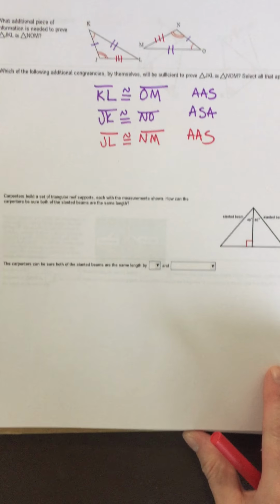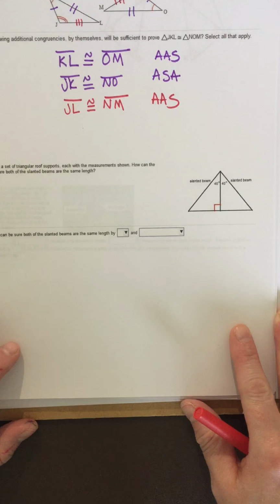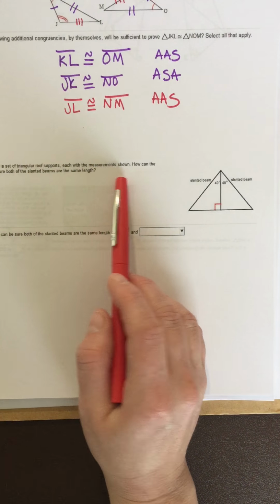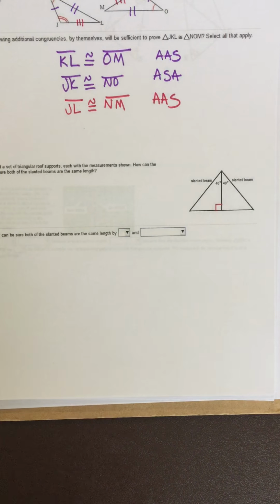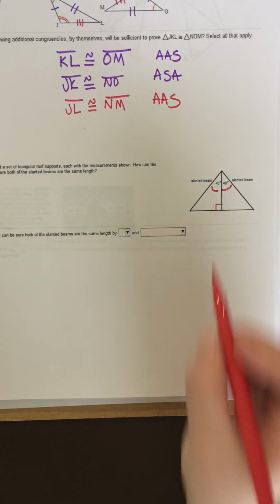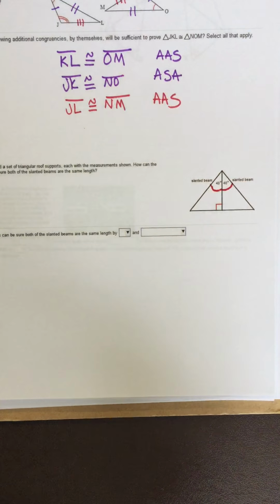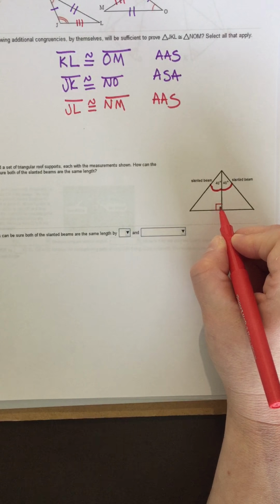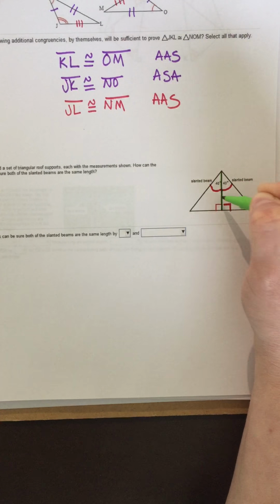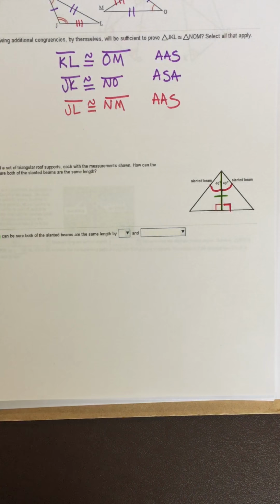All right, for the next one, it gives us this picture. It says you've got some carpenters building a roof. And they have these measures, and we've already got this 40 degrees, and this is 40 degrees. So these two angles are congruent, right? And if this is a right angle, then this is perpendicular to this. So I know that this side also has a right angle. And they share this beam or sides, and I know that it's congruent to itself.